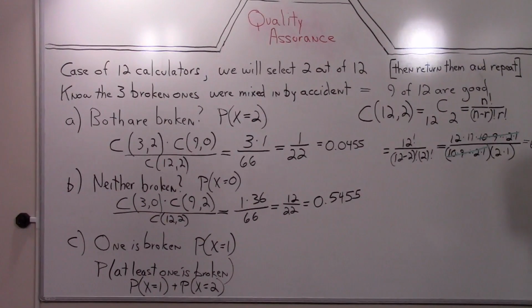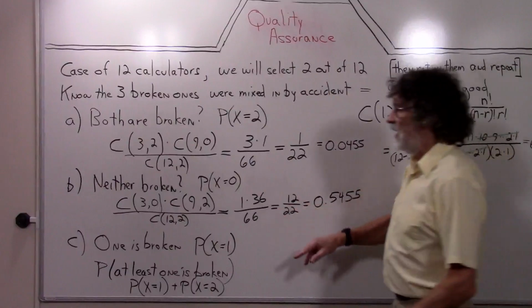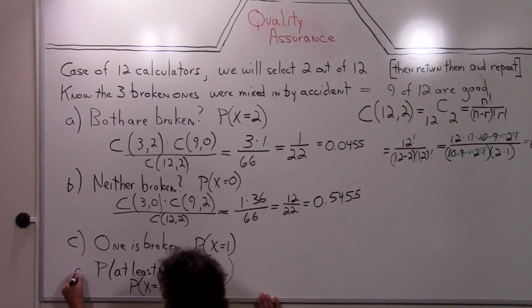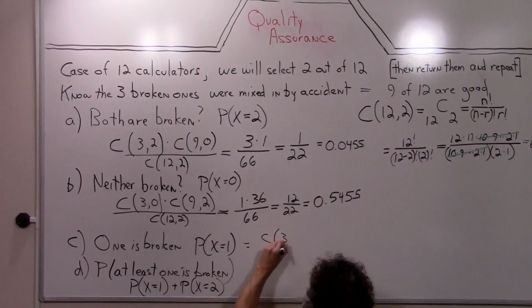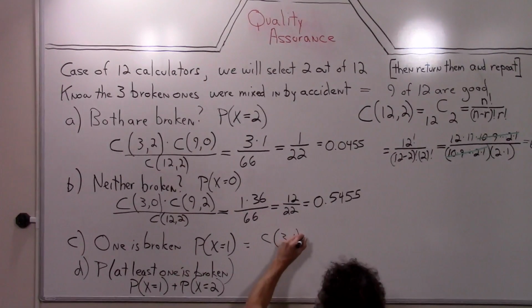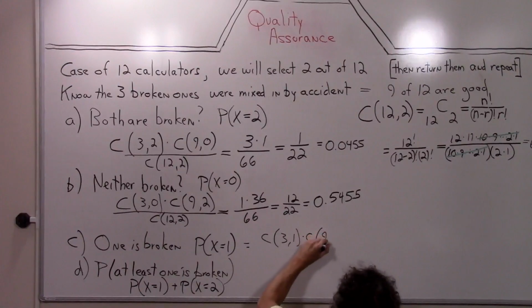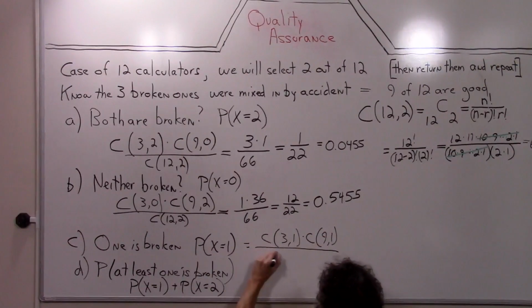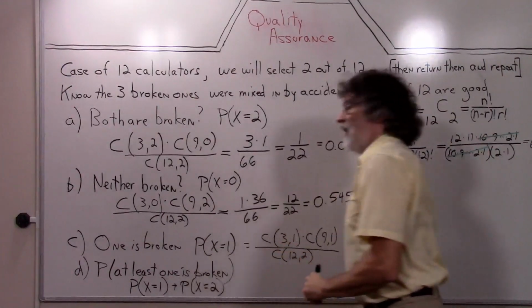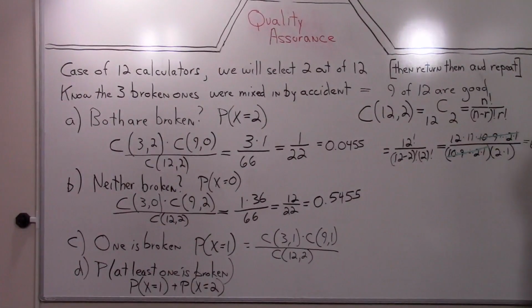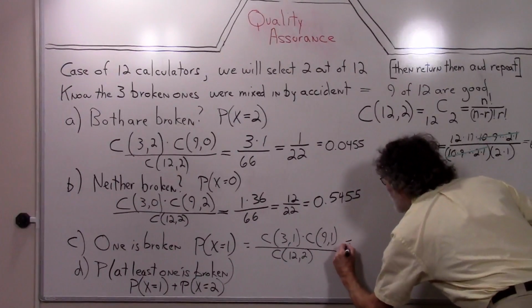That's the probability that x is equal to 1. Now we're going to use the same piece that we did right here. This is going to be equal to the combination, 3 broken ones, select 1, times 9 good ones, select 1, all of those over the combination of 12, comma 2. And what does that give us? 3, combination 1, 3 factorial over 2 factorial times 1 factorial. Answer 3.